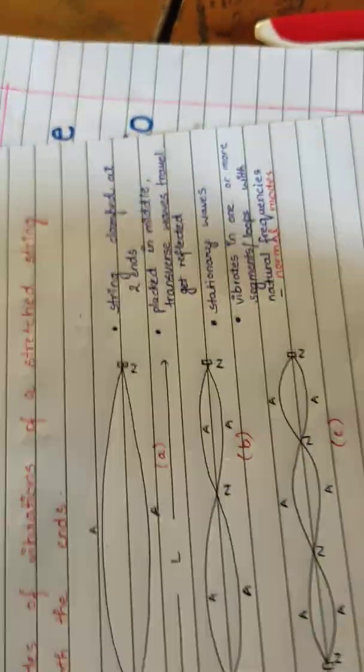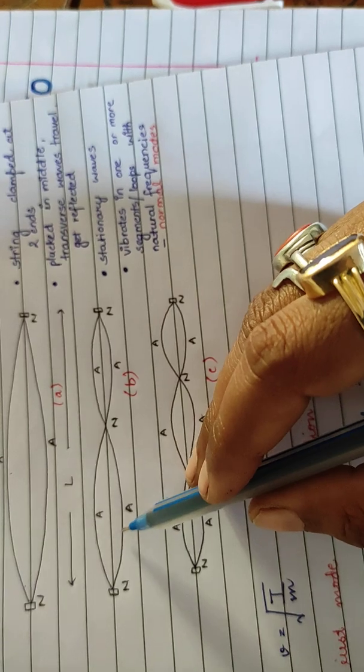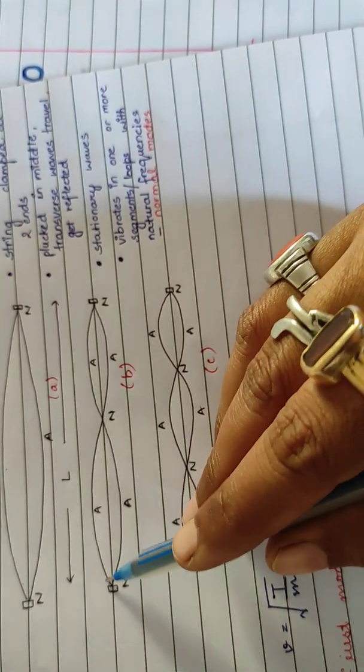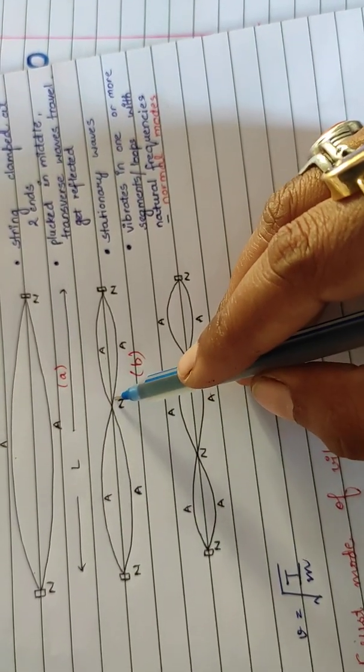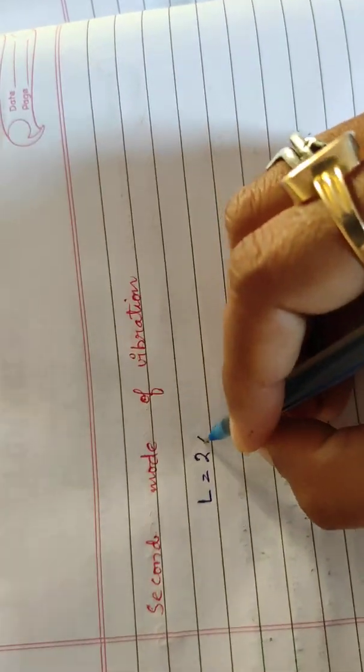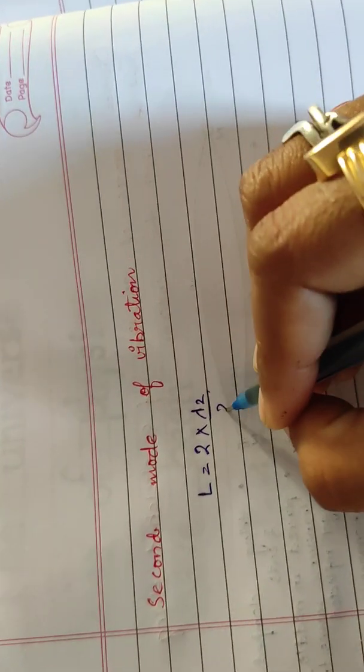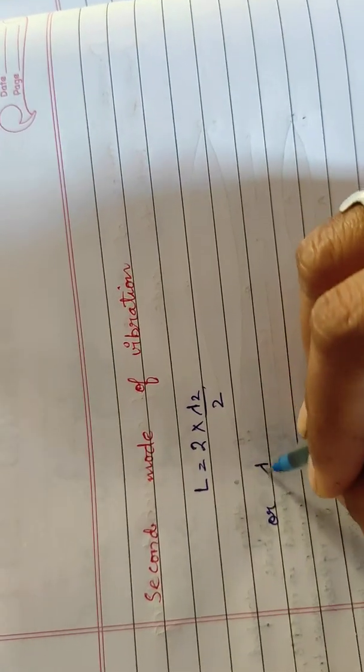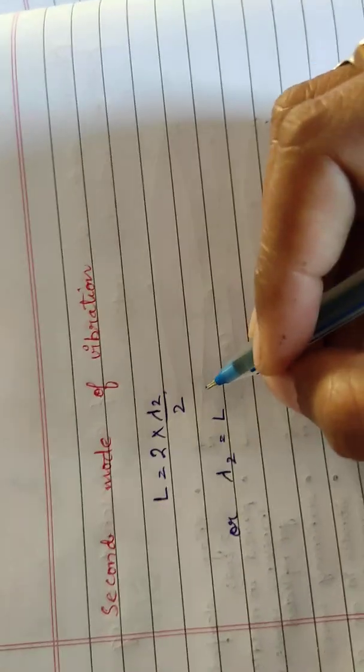As we can see, if we consider the length of one segment, it will be lambda by 2. So there are two segments, so the total length will become 2 times lambda by 2. We can derive lambda from here, we will get lambda 2 is equal to L.